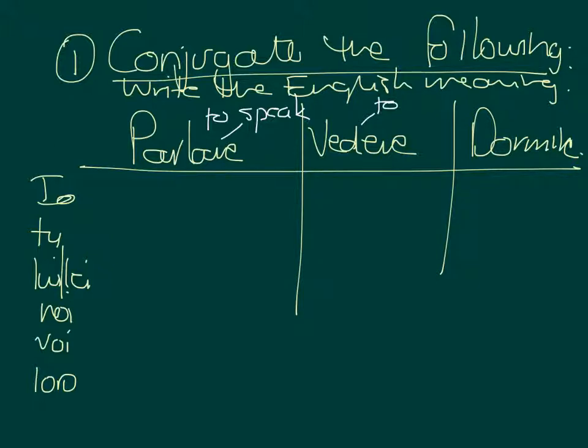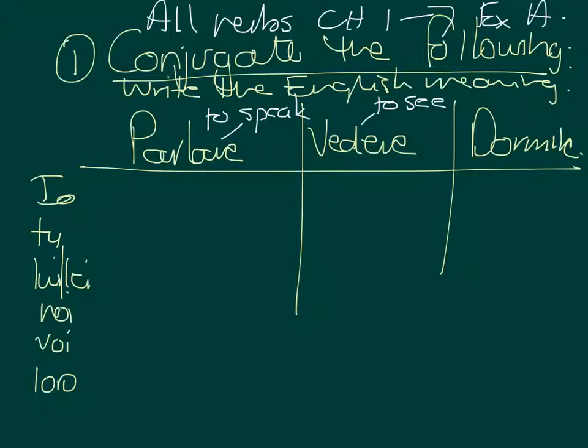What does vedere mean? To see. Now that means you'll have to learn all verbs from chapters 1 to 7, and that's in exercise A section of your workbook. There's a whole heap of them. They're all divided up. They've got a heading called verbs. In exercise A, just know what they mean in English. What does dormire mean? To sleep. All right, so there's your 3 marks, and then you have to conjugate.